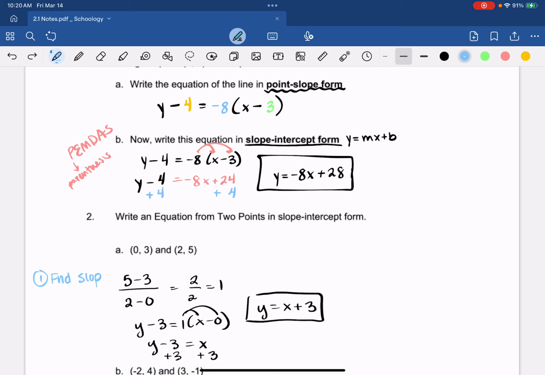Once I find my slope, then I can pick a point. I picked this point. You could have used my 2, 5. You just would have gotten a different equation at this point. However, our final equations in slope-intercept form should be the same. So go ahead and pause, and I want you to try B.